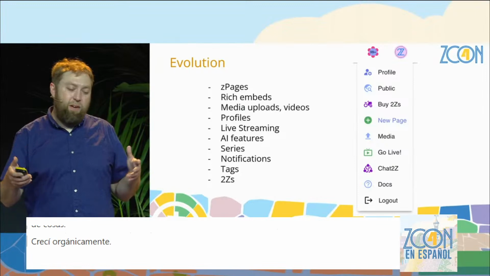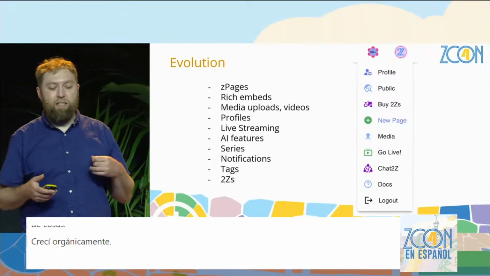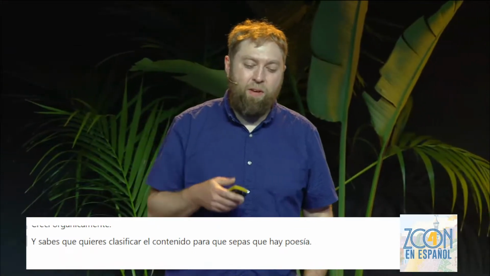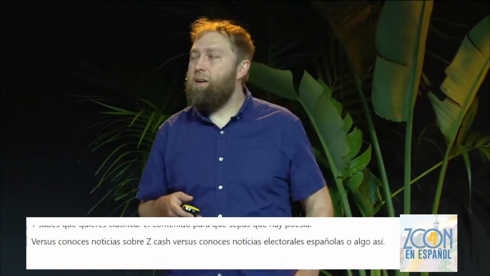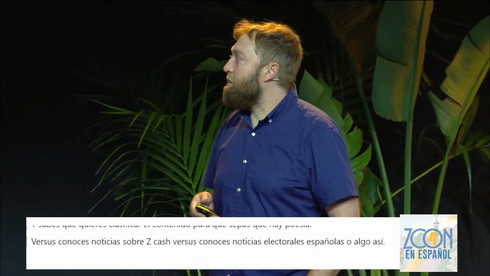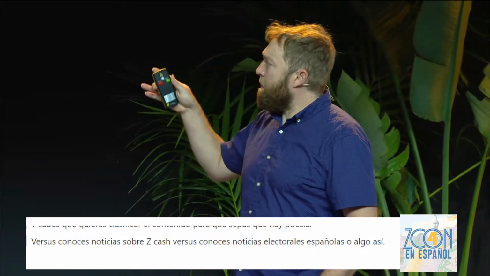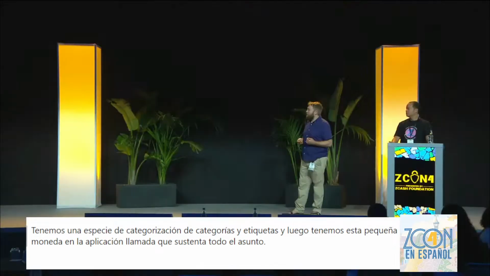And you want to classify the content. So there's poetry versus news about Zcash versus Spanish election news or something like that. So we have categorization and tags. And then we have this little in-app currency called Tuesdays, which underpins the whole thing by preventing spam and abuse. I think of it as a granular invite, and it creates a web of trust.